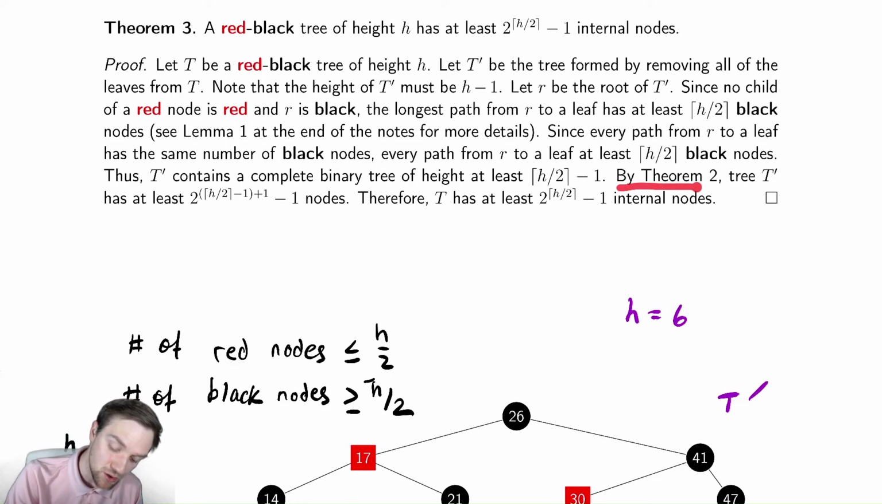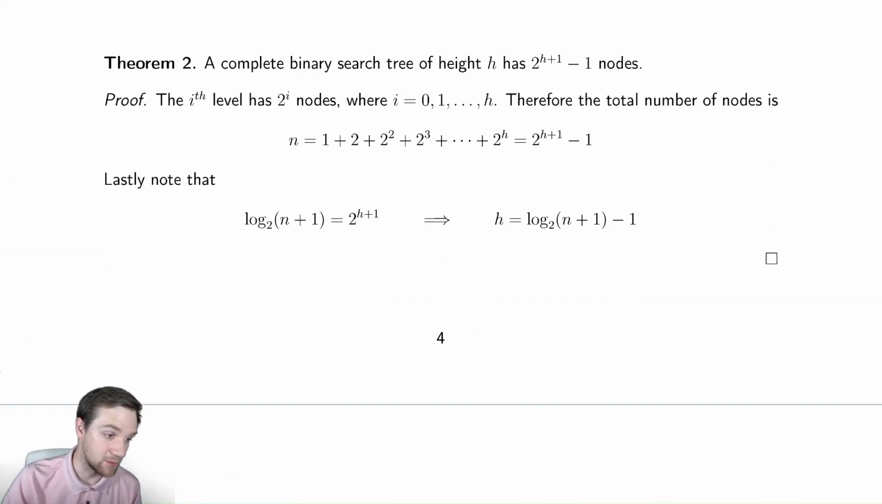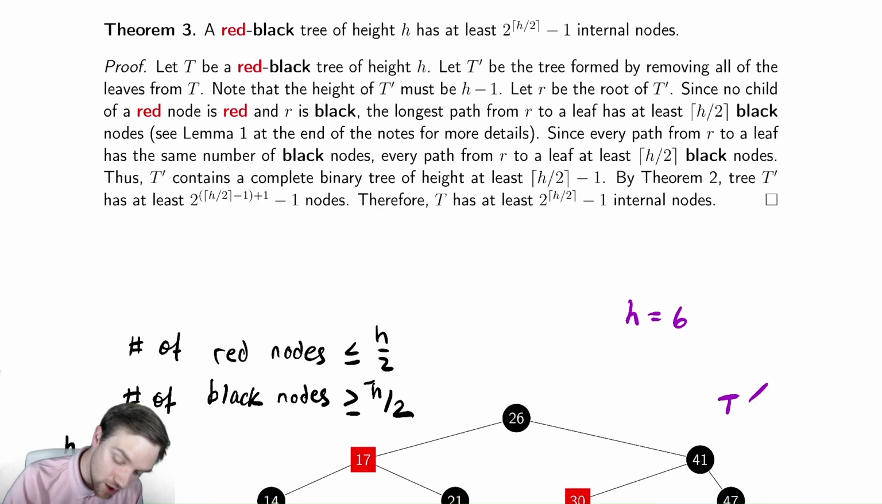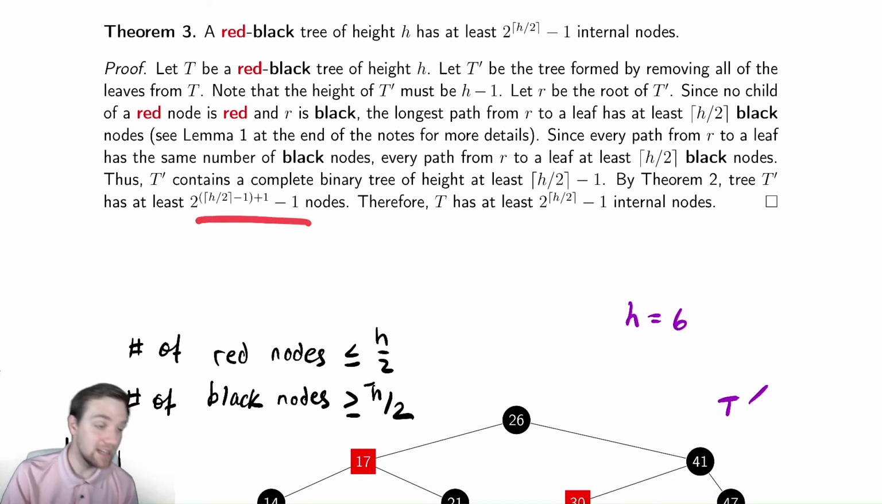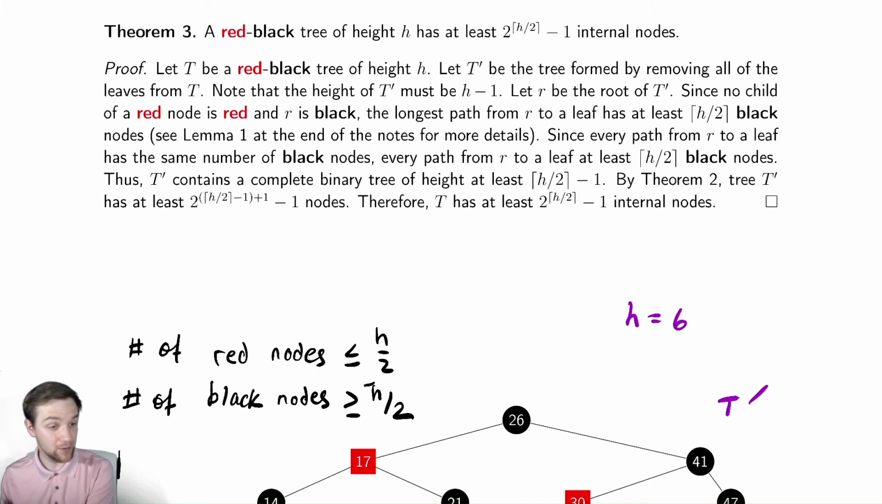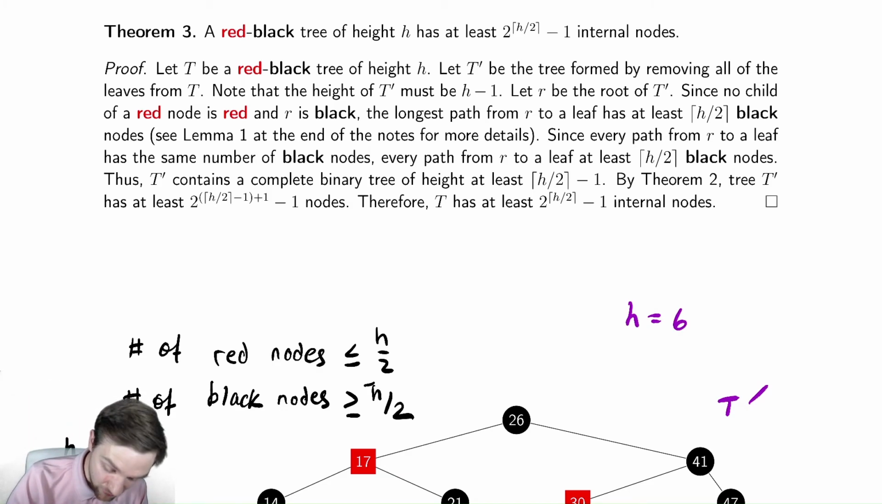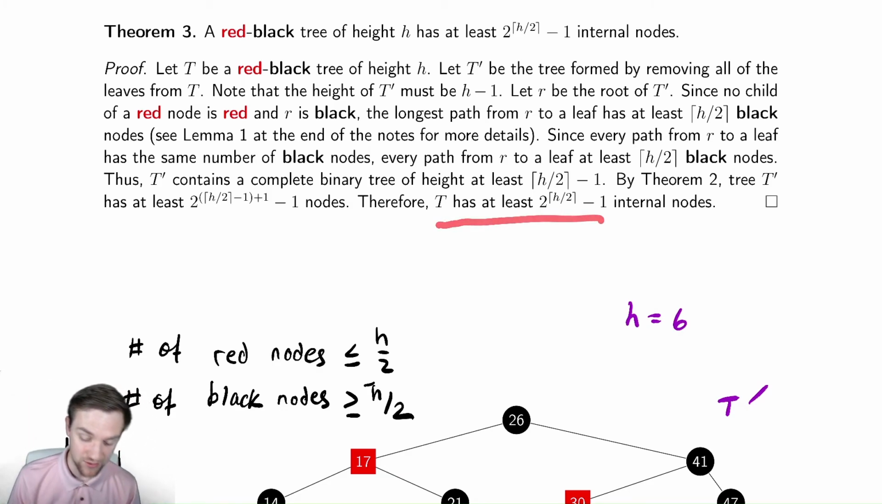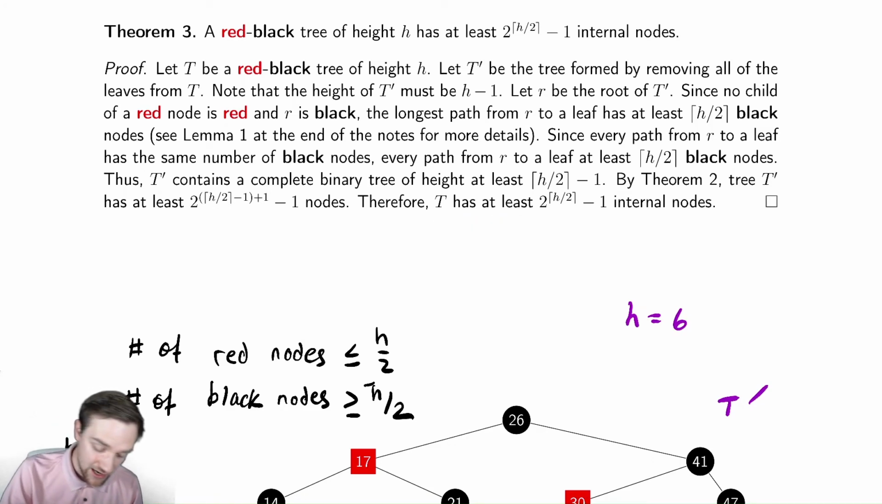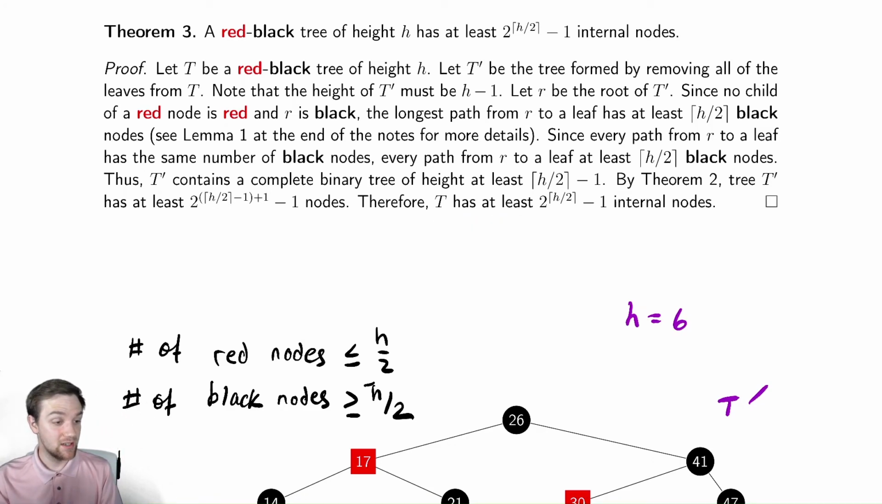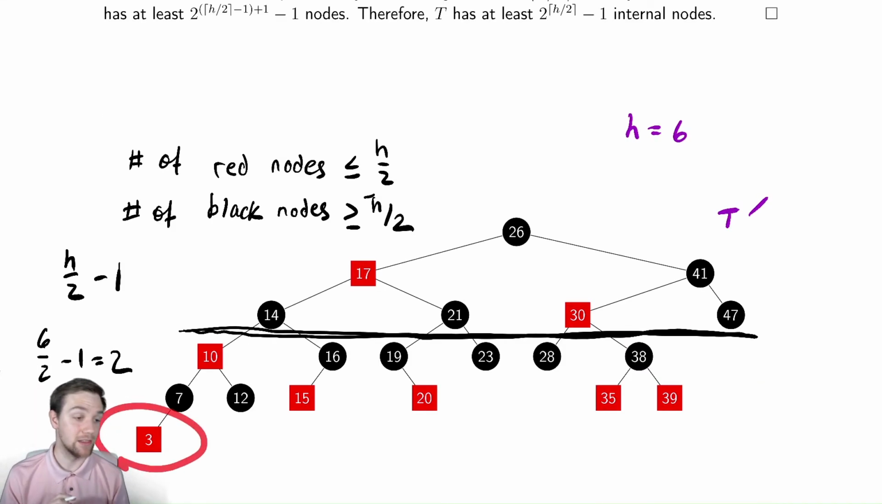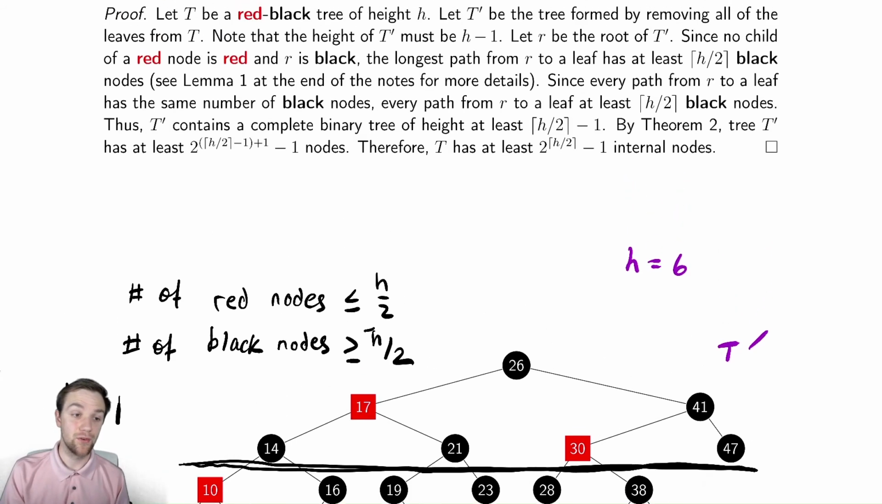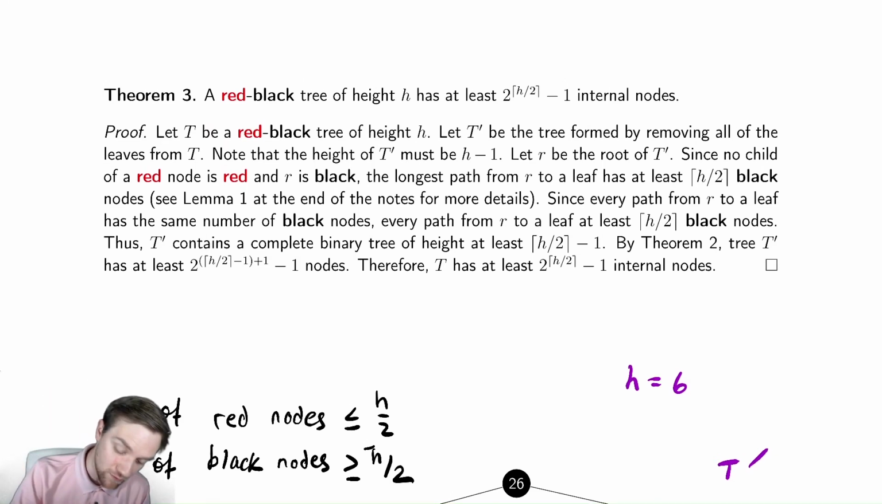Now, by theorem 2, this guy about complete binary search trees, I know T prime has at least as many nodes as that subtree that I found, and therefore T has at least that many nodes as well. Because I had cut off the leaves, and after I re-add the leaves to the problem, all of those values like 3 that looked like leaves before are now internal nodes because they have 2 nil pointers at them. Therefore, T has at least however many nodes we computed from our formula, internal nodes.